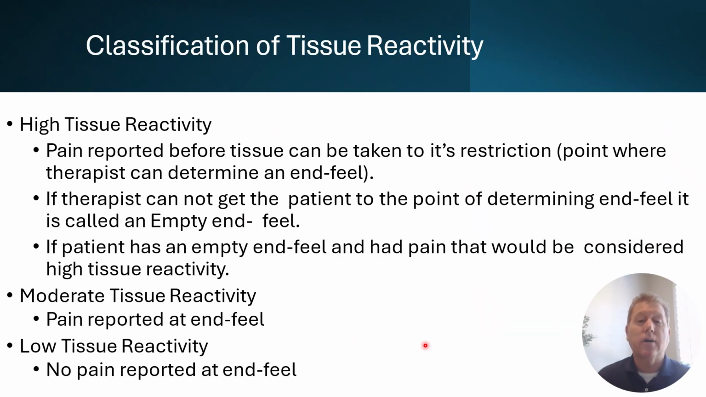So we can also now classify tissue reactivity as high, moderate, or low, and you can see the definitions listed there. Essentially, high is where pain is reported before the point at which we can determine an end feel. It is often called an empty end feel. Moderate tissue reactivity is pain reported at the end feel, and then with low tissue reactivity, there is no pain. We're able to assess a good, firm capsular ligamentous end feel if we continue with our ankle example.